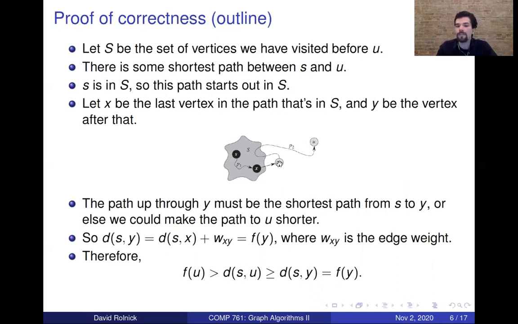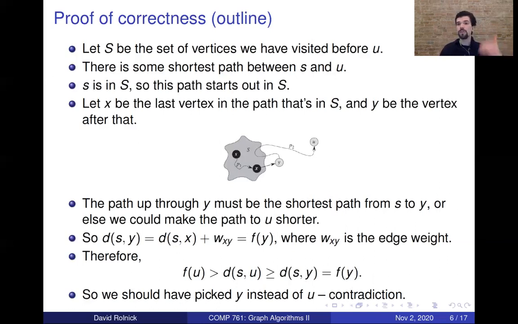But the distance to Y is equal to our estimate for Y, because we just showed that it is. But that means that our estimate for U is bigger than our estimate for Y. So what happens then? Remember, Y is another unvisited vertex here. It's a contradiction. We should be visiting Y instead of U. Yeah, so there is a vertex Y, which is unvisited, which has a lower estimate. F of Y is strictly less than F of U. So why aren't we visiting Y instead of U? This is a contradiction because we assumed that U was the vertex we were going to visit next.